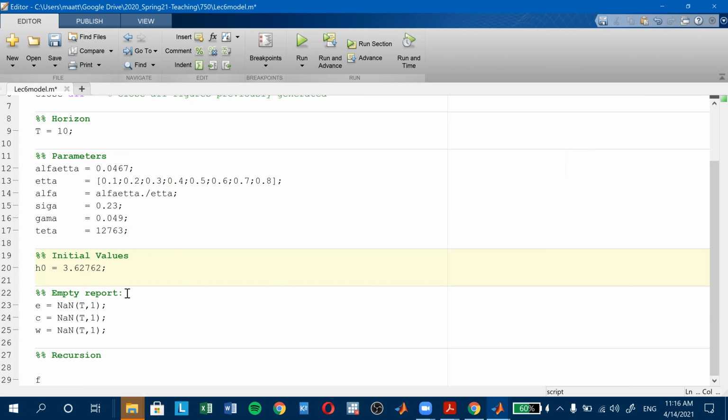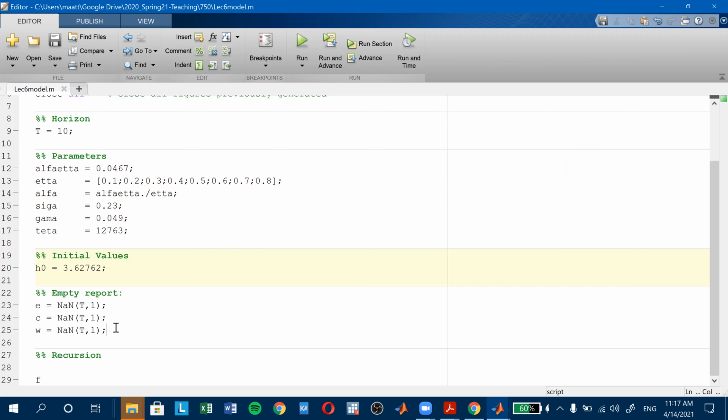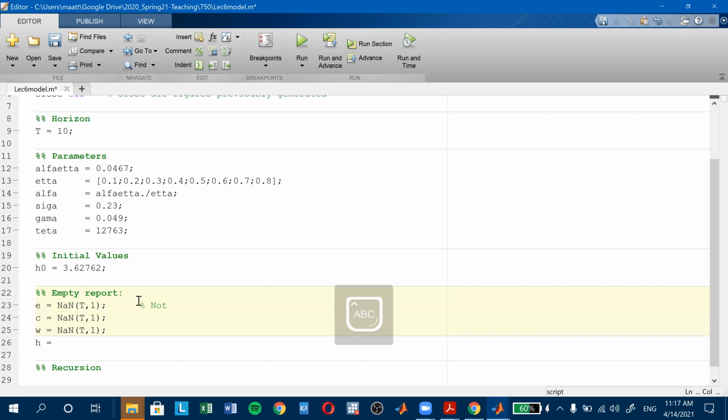At this point, let me just save this. Now we want to create an empty report for variables. To do this, I'm going to use that command, not a number, abbreviated in this way. And when I do this, let me show you first.